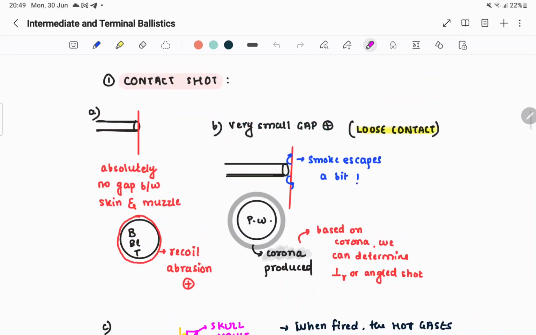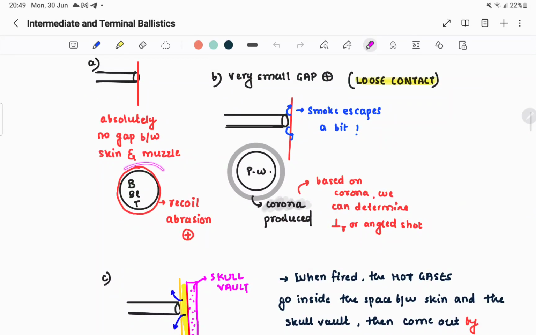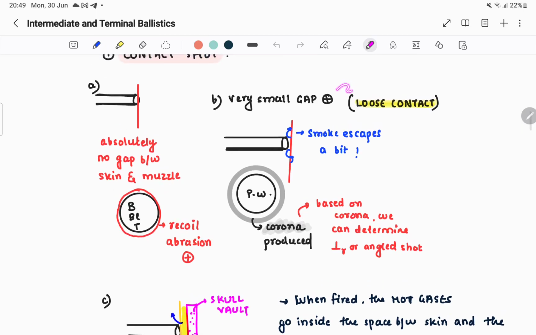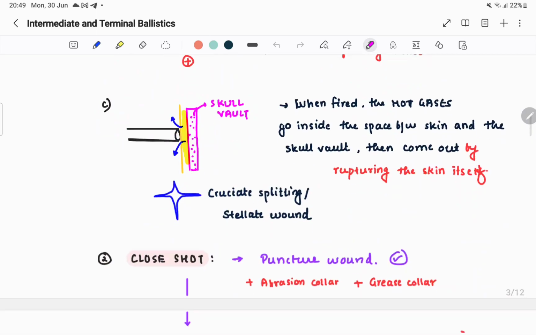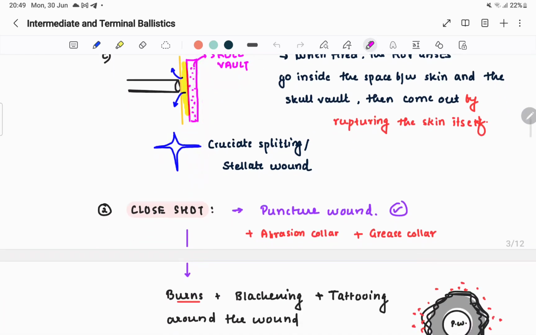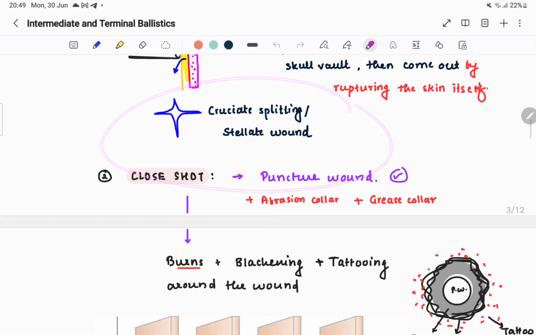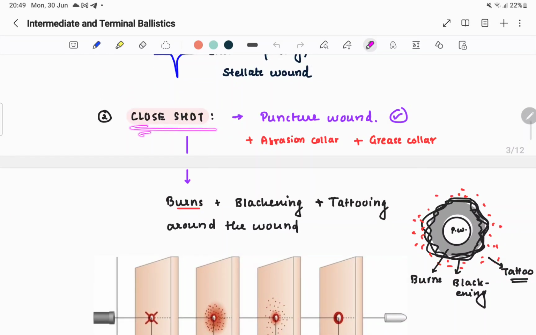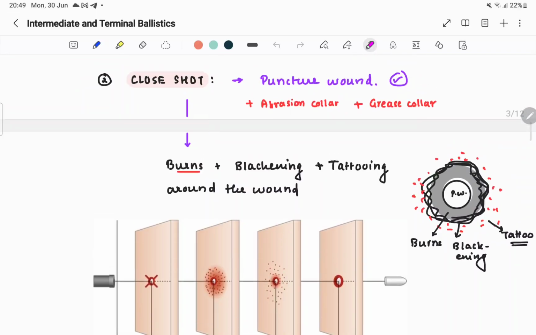So for close shot, you have to remember: either we can have a complete circular wound with recoil abrasion, or a very small gap, loose contact, where you can have corona. And when the gun is pointed at the skull vault, you can have cruciate splitting or stellate wound. That is contact shot.